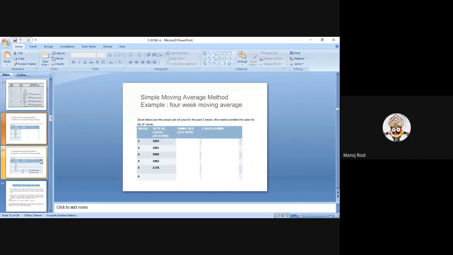I will just repeat the question. Here 5 week data for toy sales is given, and you are using 4 week moving average to forecast the fifth week and forecast the sixth week.